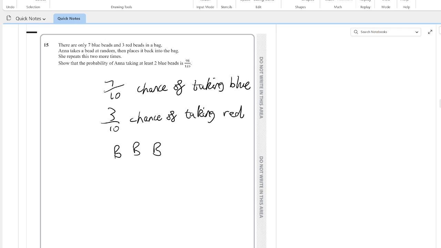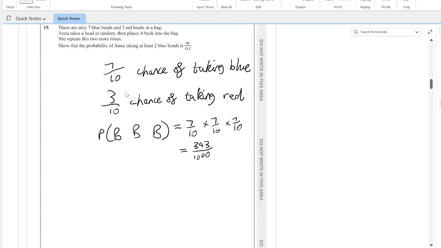Well, if you have all of these 3 events happening, then you multiply the probability. A common mistake is that people add up the probabilities. But no, if you have B and B and then B, you multiply the probabilities. So the probability that Anna takes 3 blue beads is equal to 7/10 times 7/10 times 7/10, which is 343/1000.